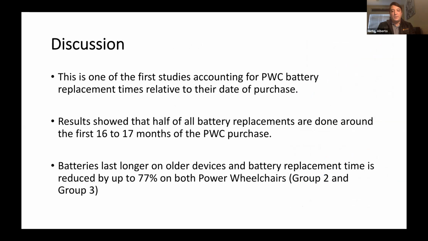So this is one of the first studies accounting for power wheelchair battery replacement times relative to their date of purchase. Results on average are showing 16 to 17 months until replacement after the power wheelchair was purchased, and batteries are lasting longer in older devices, and battery replacement time is reduced by 70% comparing both the group 2 and group 3 power wheelchairs.